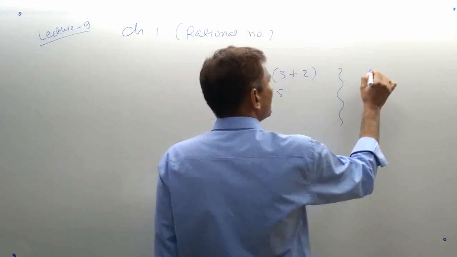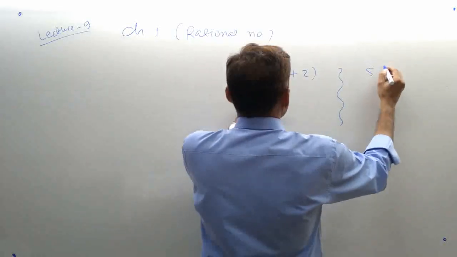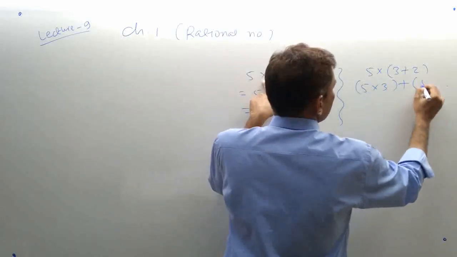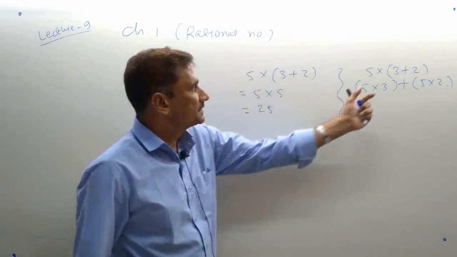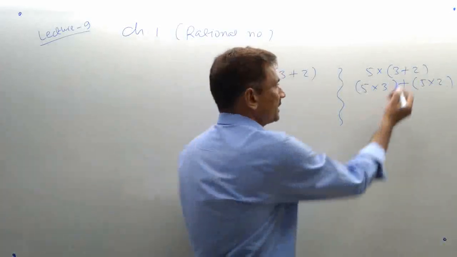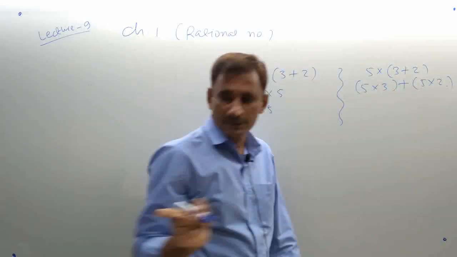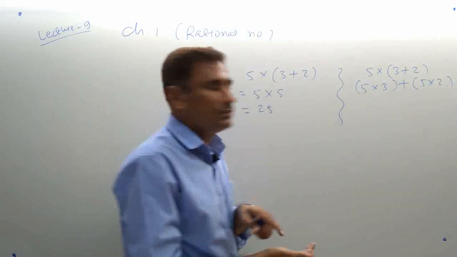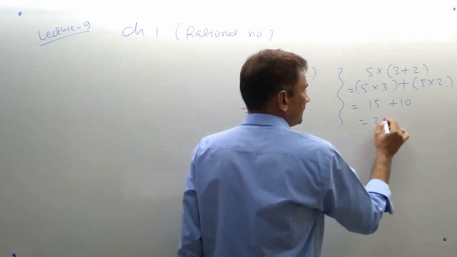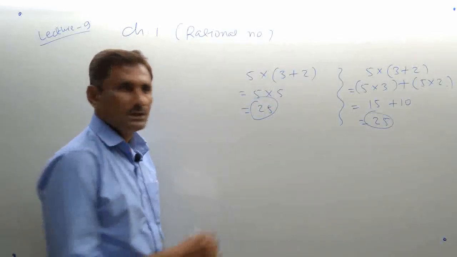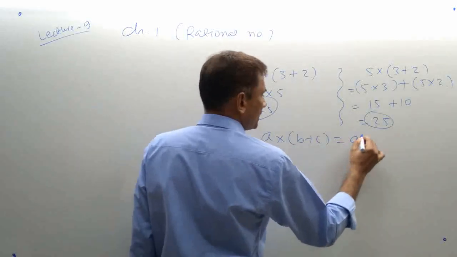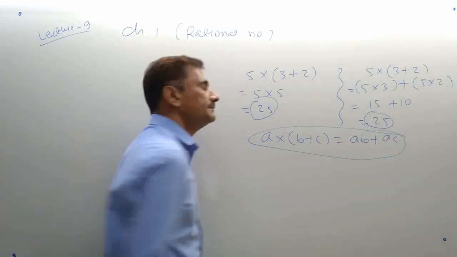Now look. Instead of this, I can open the bracket here. So writing again, 5 multiply 3 plus 5 multiply 2. This means the outer number is being multiplied by every number inside, but here addition should be there, here multiplication. So what they are telling is multiplication is distributive over addition. Let's see how much it is: 15 plus 10, 25. Understood? Now in a general way you can write A into B plus C is equal to AB plus AC. This is the distributive law.